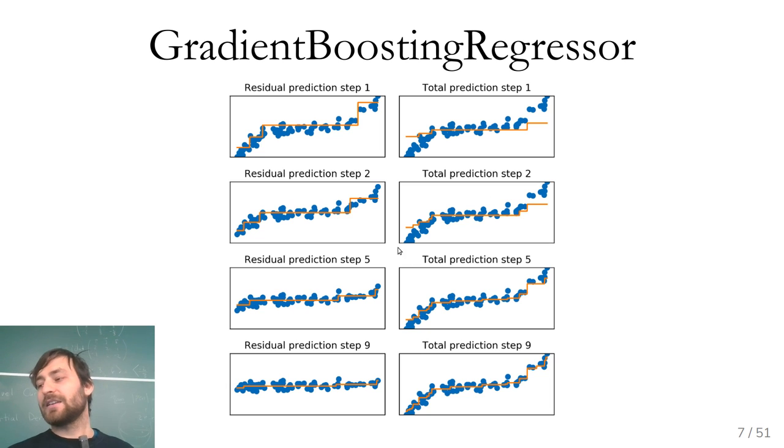Here I actually added several more iterations, and if I do more and more iterations, the residuals will be closer and closer to zero. And the total prediction, the aggregate of 0.1 times all the trees, will be closer and closer to the actual data. Here at step 9, this is the sum of 9 trees times 0.1. You can see that we now have a pretty good approximation of our function. That's pretty nice and smooth.